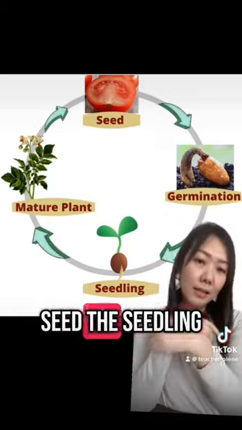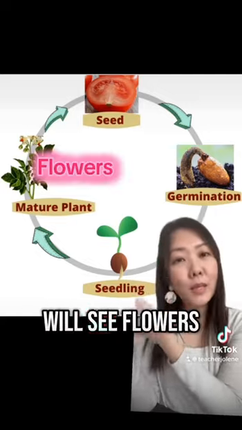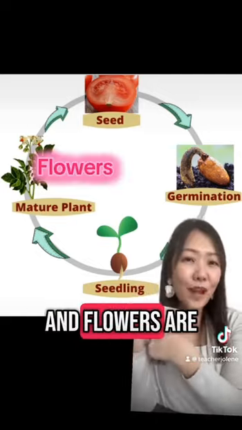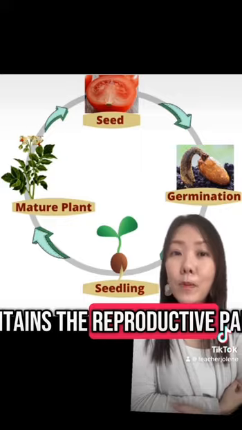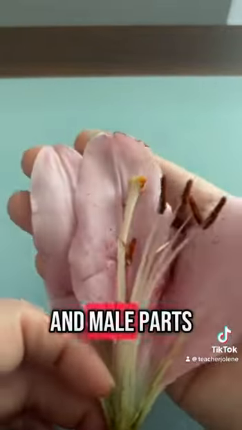the seed, the seedling, and the mature plants. And the mature plants, definitely we will see flowers. And flowers are the ones that contain the reproductive parts. Here we have a flower with both the female and male parts.